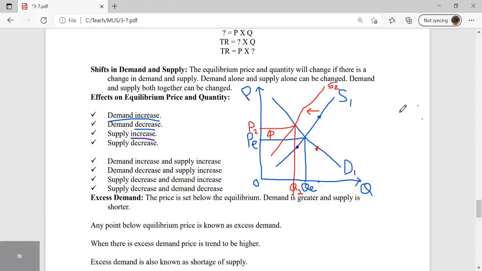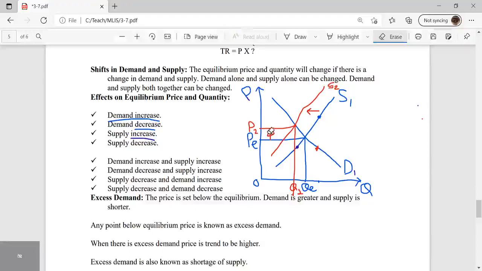Okay, so let's do one more example, a bit more complicated. Suppose the flood is taking place, but at the same time, something else is taking place, like more people are migrating to your country. So population is also rising. So what will happen? The supply is falling, but at the same time, more people are migrating to your country. So there will be a rising demand as well.